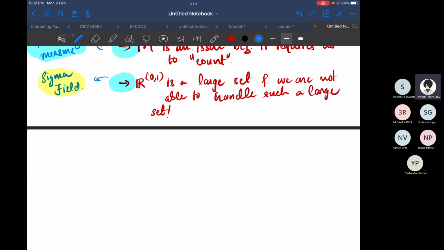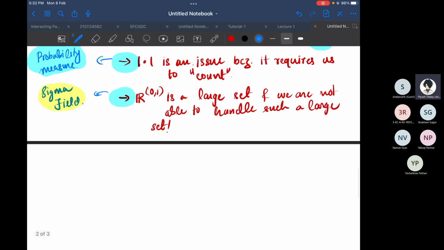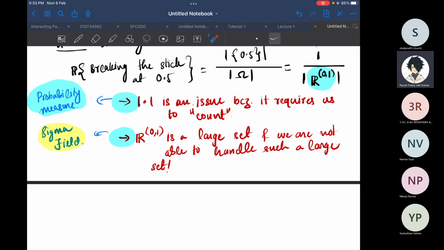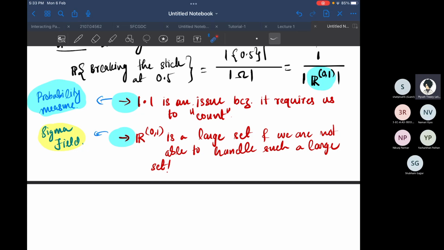Sigma. So in some sense, we give up the idea of assigning a measure to this entire large set R0. We say that it's a very big set. It is not possible for me to handle such a large set. So I don't want to deal with this set. Instead, I will come up with another set which has elements that I am interested in. So what do I mean by that?